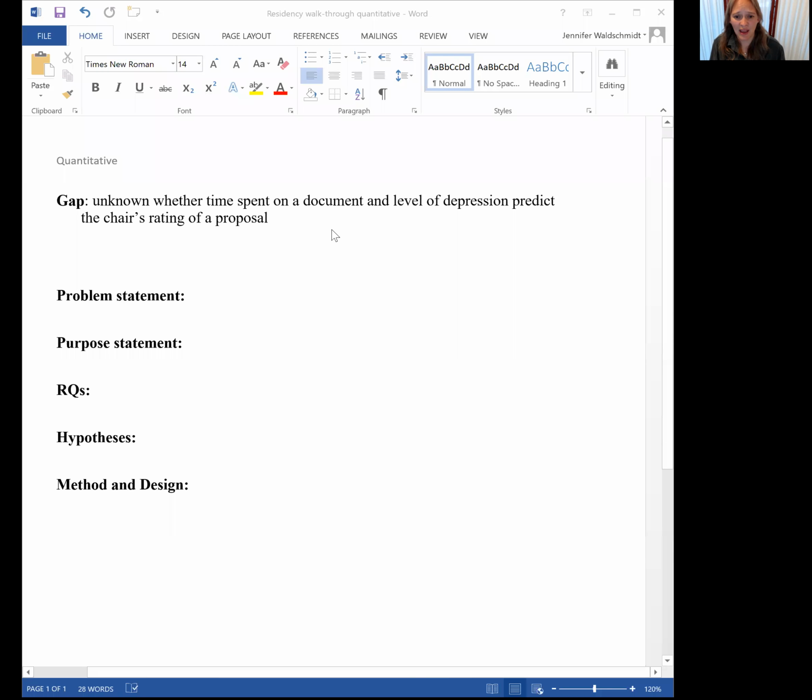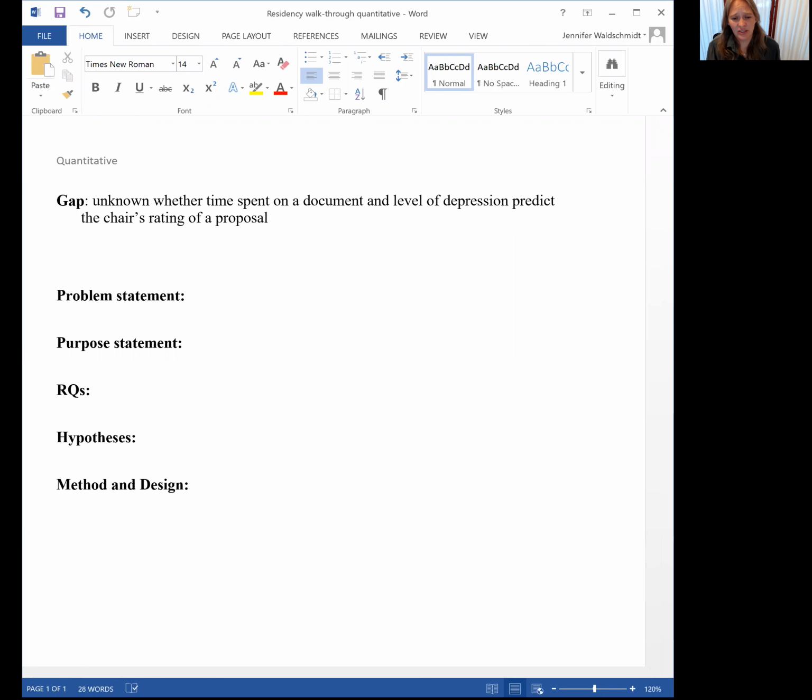So let's assume that we have a gap, and our gap is: it's unknown whether time spent on a document and the level of depression of the chair predicts the chair's rating of the proposal. So let's assume that this has been established by recent empirical literature, and then I can back it up, right? It's defendable, it's current, and it's logical. So assuming that all of those things stand with this gap, let's go ahead and run through 5 of our 10 strategic points using this gap.